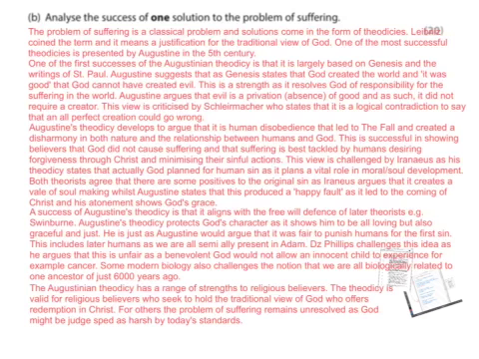And here's my conclusion. Not sure if it's perfect, but that's how you'll feel when you do an exam. You won't be sure, so you can just do your best. One chance. And here's my example. I'm trying to show a bit of nuance here that clearly the solution will work for a certain type of religious believer and is not likely to persuade everybody else. So the Augustinian theodicy has a range of strengths to religious believers. The theodicy's successes, to be even more careful, I should say successes. Why not? Let's be exact about the question wording throughout, so that's a mistake there. Valid for religious believers who seek to hold the traditional view of God who offers redemption in Christ. For others, the problem of suffering remains unresolved, as God might be judged as harsh by today's standards.